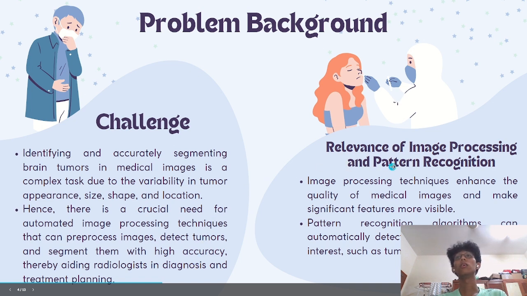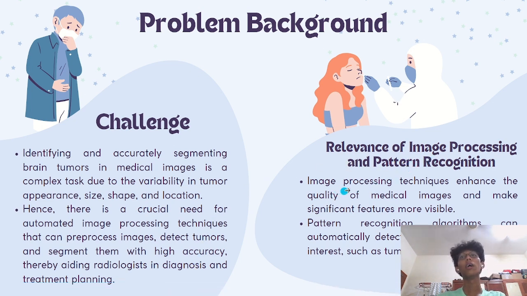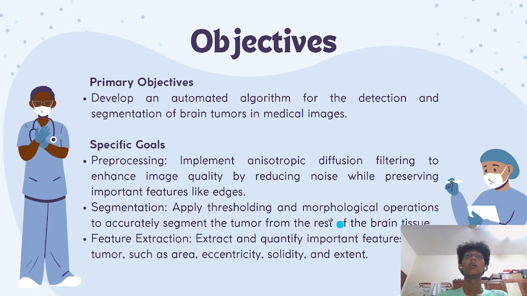So why is image processing relevant? Image processing techniques enhance the quality of medical images and make significant features more visible. Also, pattern recognition algorithms can automatically detect and classify regions of interest such as tumors in medical images. So our objective is to develop an automated algorithm for the detection and segmentation of brain tumors in medical images.